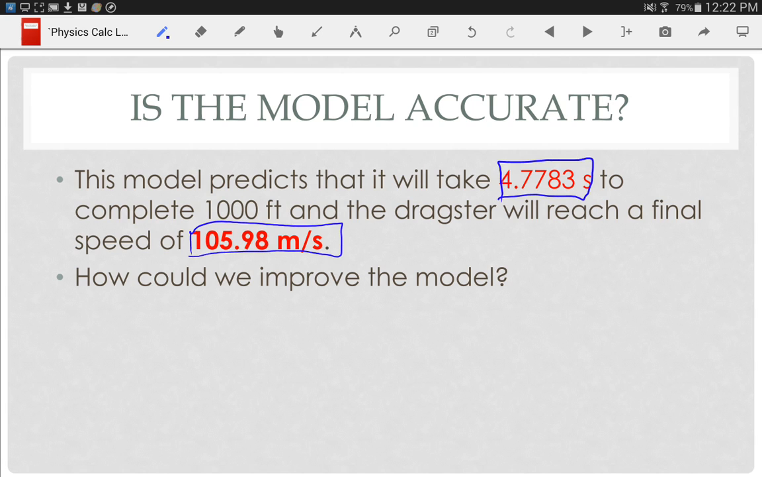Now, we started with real life numbers that in real life it takes 3.7 seconds to complete the race, and it reaches a maximum speed of around 148 meters per second. So was my model accurate to reality? No. So what would I do then to improve the model? Because we're out of time, I won't go through the process of trying to think how we would modify the model. But we did see the math of how we work through these things, which was an important part.